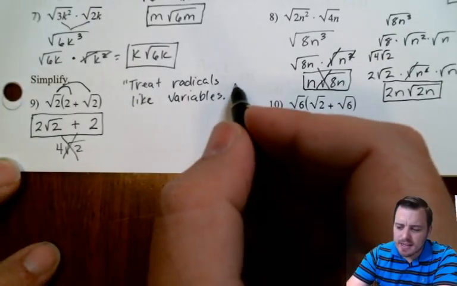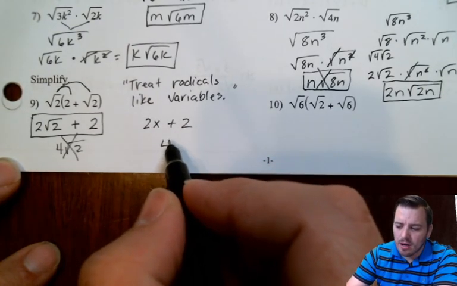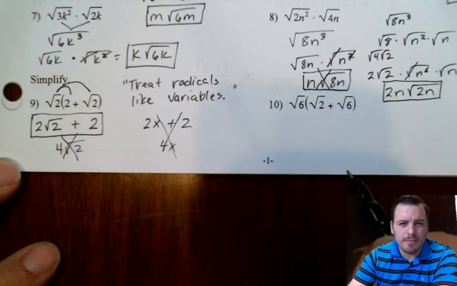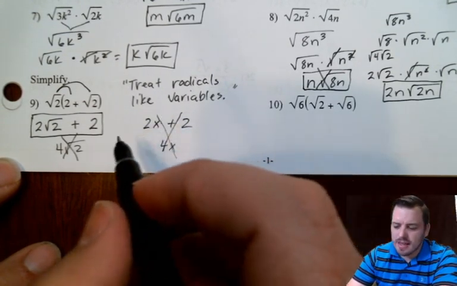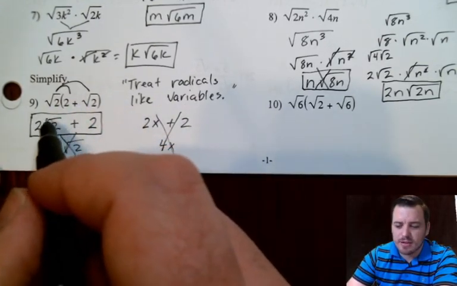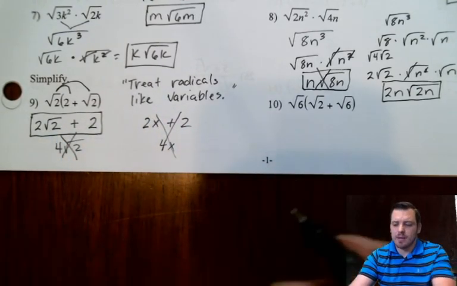That's like saying 2x plus 2, and making that 4x. That does not equal, okay? So you just have to leave it. If it was just 2x plus 2, you just have to leave it there. Same thing here. Treat that like a variable. If it's not the same as that, then you can't add.